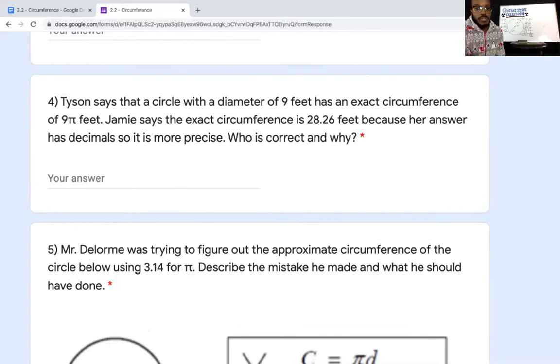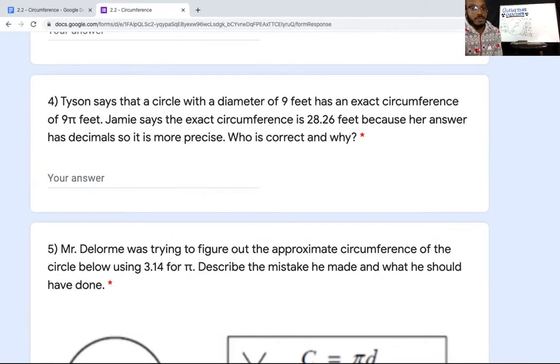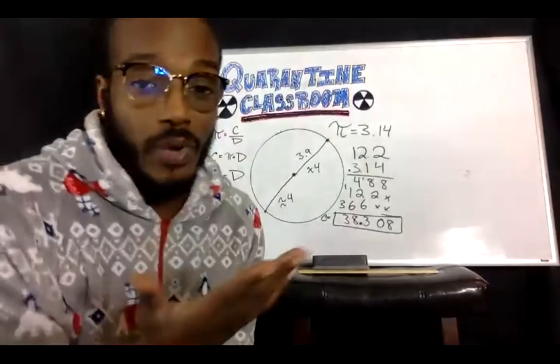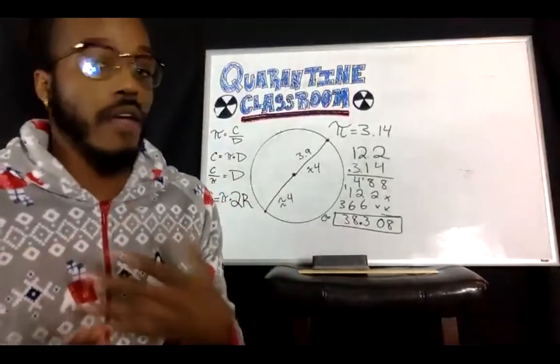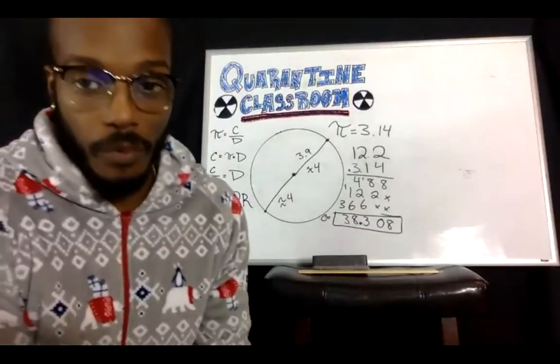Tyson says that a circle with a diameter of 9 feet has an exact circumference of 9 times pi feet. Jamie says that the exact circumference is 28.26 feet because her answer has decimals, so it is more precise. Who is correct and why? This is a really great question. The reason why this question is great is because it makes you have to go back to the notes and think about what we said.